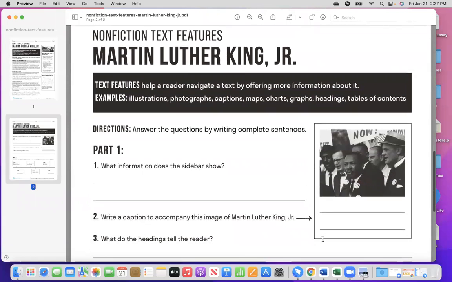All right. So nonfiction. What is nonfiction again, Eric, versus fiction? Fiction is what you think about, so that's not true, but nonfiction is true events that happen in history. Yes, perfect. So nonfiction is truthful, more truthful. Fiction, or being fictitious, is fake, right? Or it's not true, right? Excellent, very good. Text features help a reader navigate a text by offering more information about it.